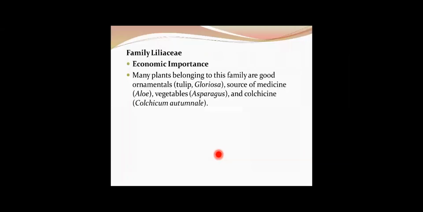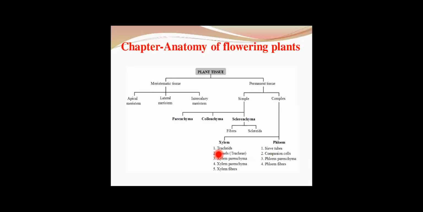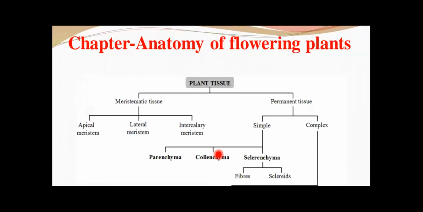Okay, so this is about the chapter morphology of flowering plants, what we have seen at a glance. Now let us come to the next chapter, student, that is anatomy of flowering plants. Okay, so in anatomy of flowering plants, we have studied the different types of tissues.